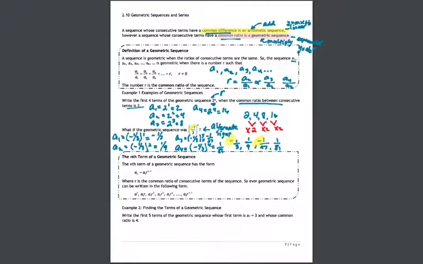Okay, so the way we're going to get the nth term, or the explicit formula, is using this formula right here, kind of like what we talked about with the arithmetic sequences. I want you to notice that this n right here matches that n right there, and this 1 will match this 1 right here.